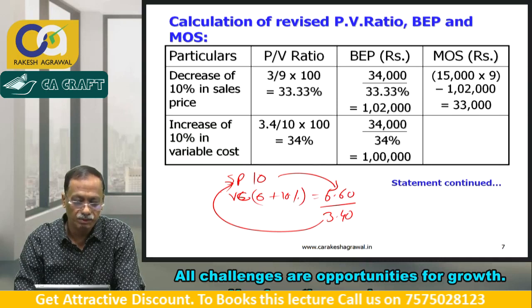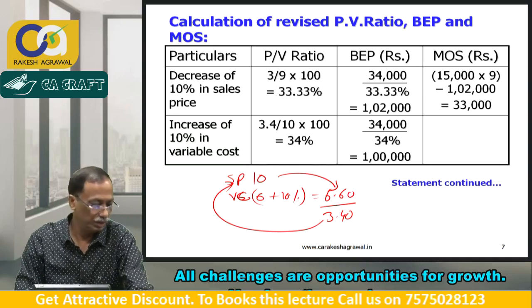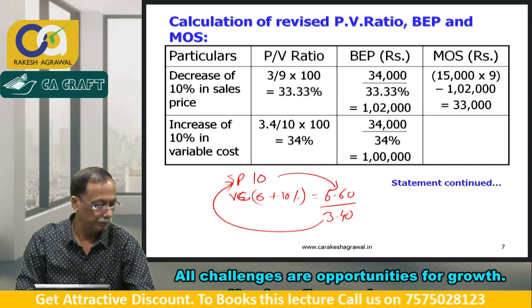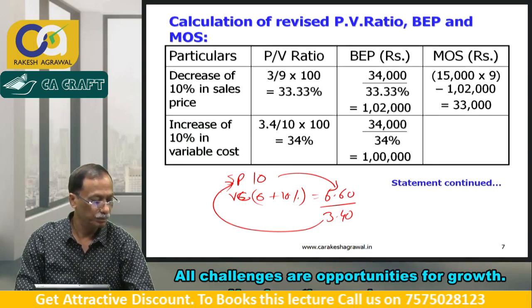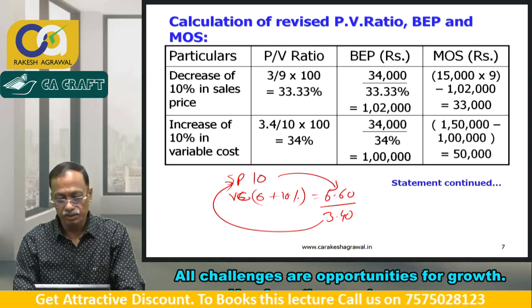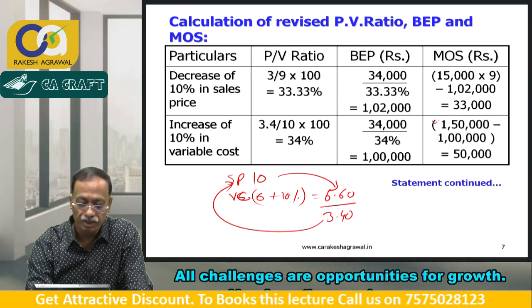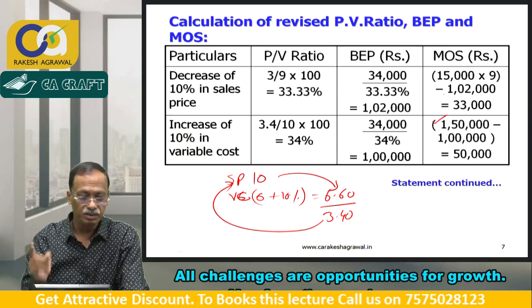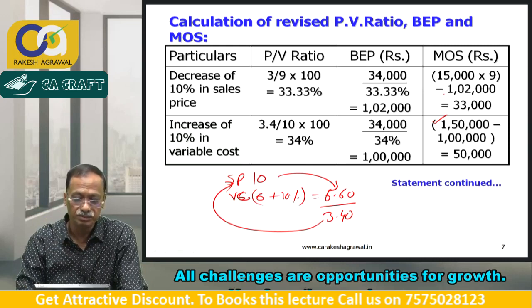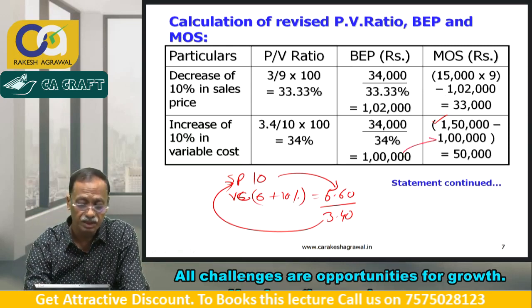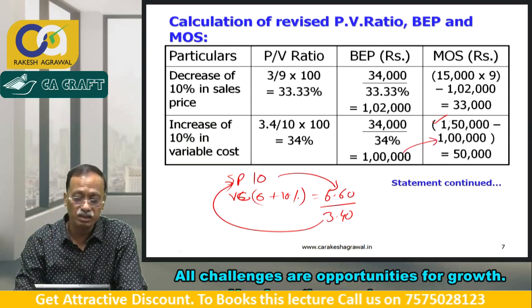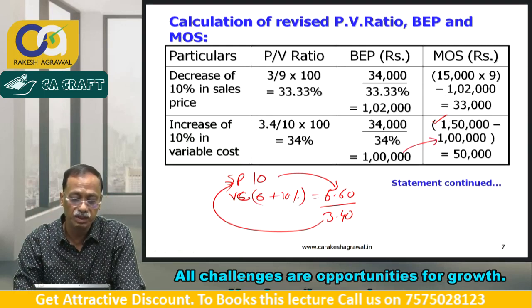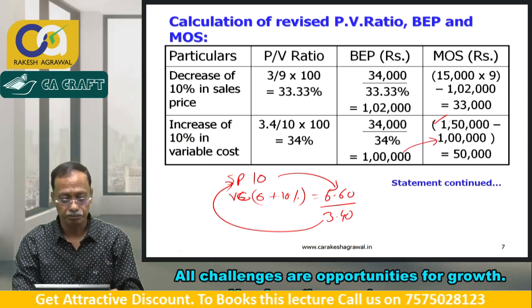So 34,000 divided by 34%. It's rupees 1 lakh. And margin of safety. Now your sales will remain 1,50,000. How it will remain 1,50,000? The number of units sold are 15,000. Selling price is also same, that is 10 rupees. So total sales is 1,50,000, but BP sales has gone up. BP sales has become 1 lakh. Therefore safety margin will come down. Safety margin is now 50,000 rupees as compared to original answer.